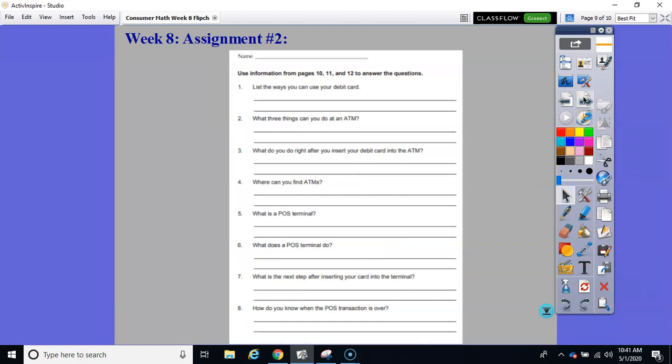Your assignment after this lesson is that second assignment that I posted. You have 2 pages like this to do. Those are the 2 pages I want you to take pictures of when you're completed and then email them to me.